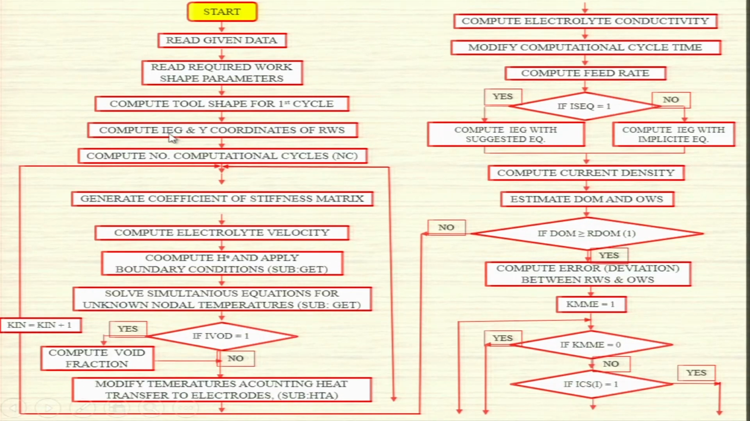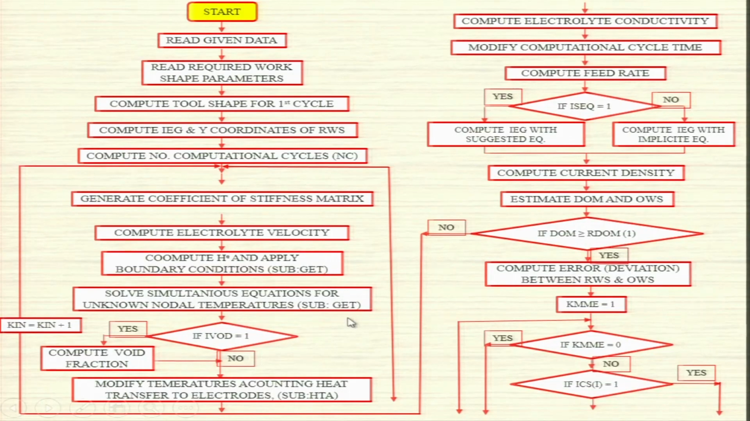Compute inter-electrode gap IEG and Y coordinates of RWS rows. Compute number of computational cycles. Generate coefficient of stiffness matrix, because this is for using the finite element method. So the stiffness matrix is to be generated. I will give some details about this later on. Compute electrolyte flow velocity. Compute HE and apply boundary conditions. Some details I will give you later. Solve simultaneous equations for unknown nodal temperature.